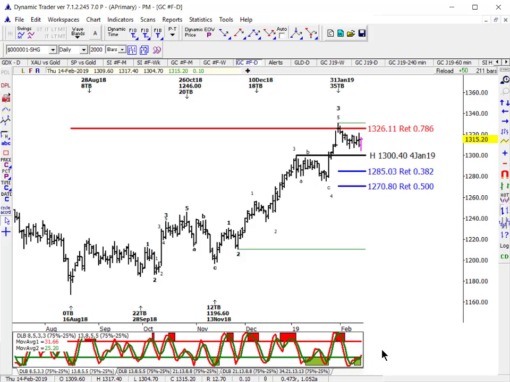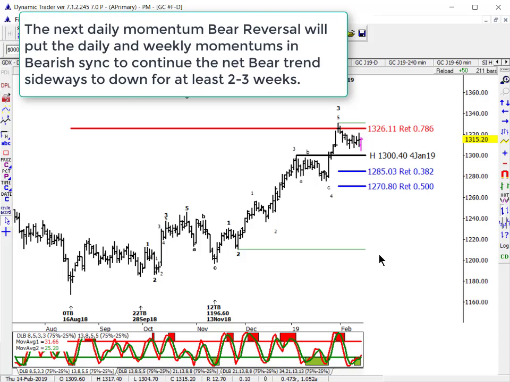So where are we at immediately over the next couple of weeks? The daily momentums have already made a bull reversal. So we're probably pretty near at least a daily low, where it'll be sideways to up for several days.